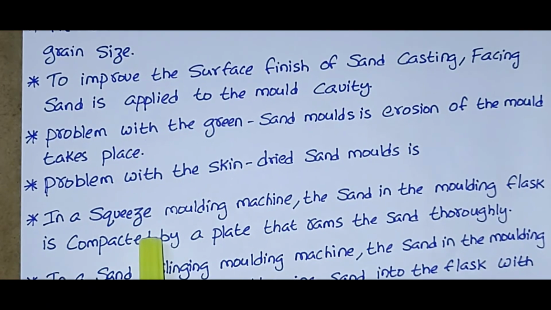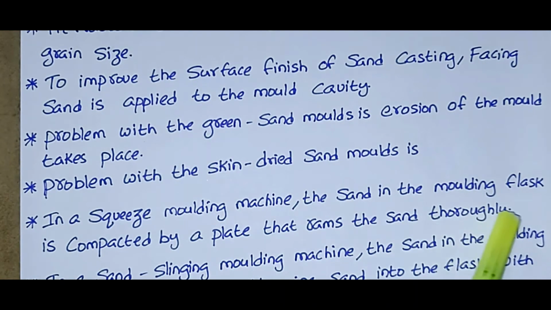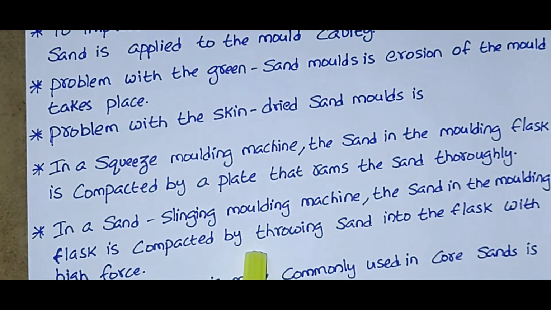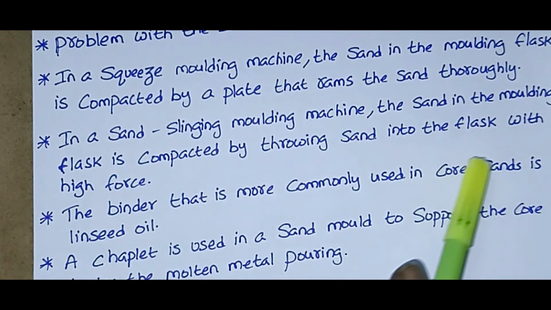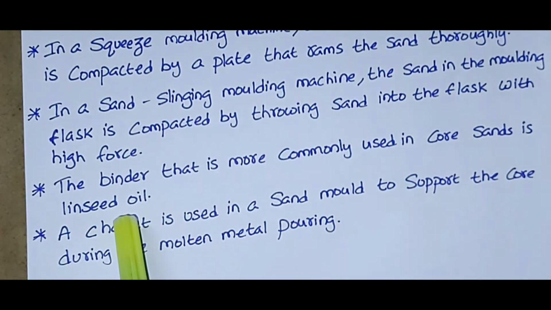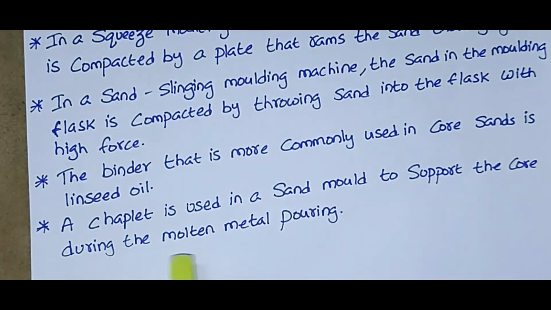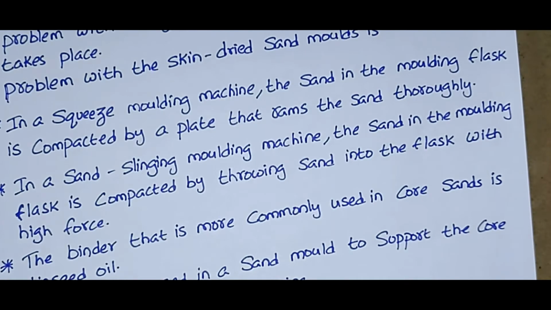In a squeeze molding machine, the sand in the molding flask is compacted by a plate that rams the sand thoroughly. In a sand slinging molding machine, the sand in the molding flask is compacted by throwing sand into the flask with high force. The binder that is more commonly used in coarse sands is linseed oil. A chaplet is used in a sand mold to support the core during the molten metal pouring.